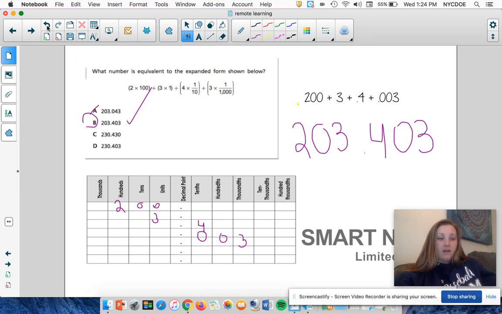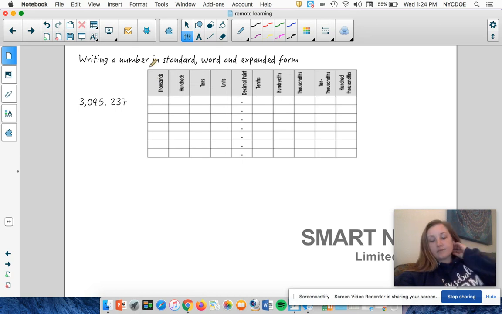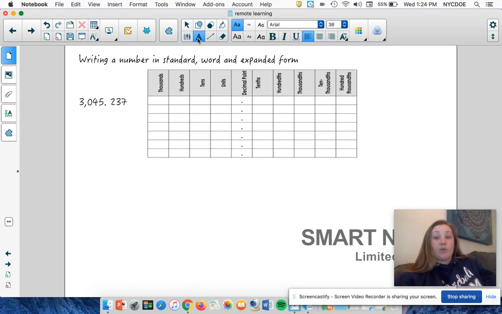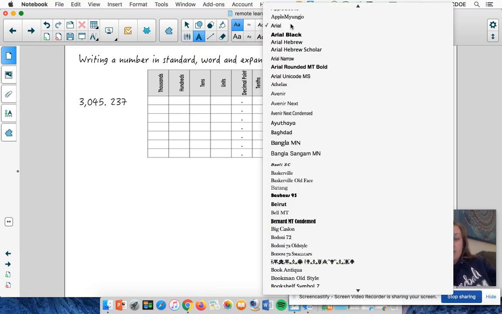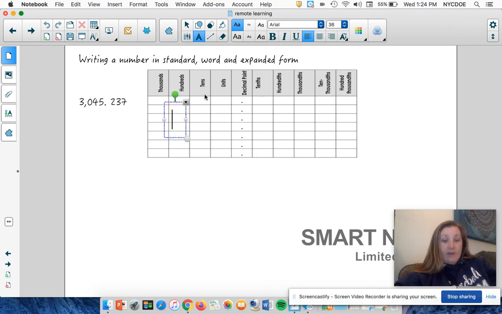All right, last question of our lesson. Okay, we're going to combine those two review questions and we're going to work with a new number. Why is Miss Camastro working with a new number? Well, let's see, because a lot of people are still struggling with these concepts. Okay. I have the number 3,045 and 237 thousandths.